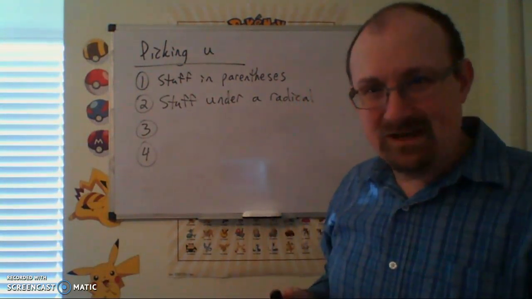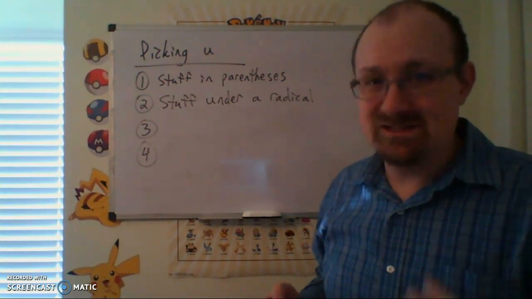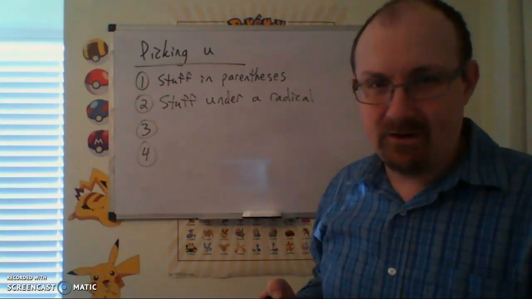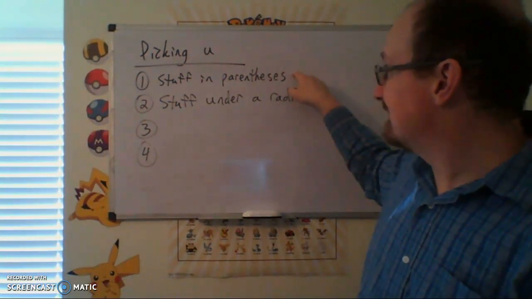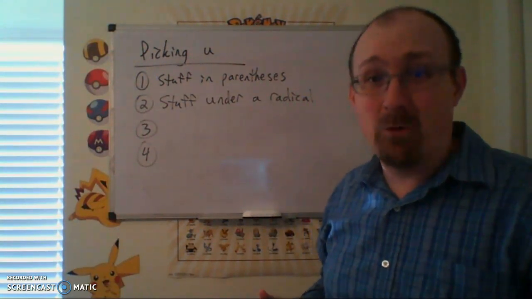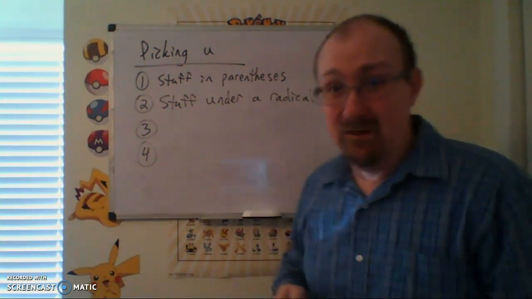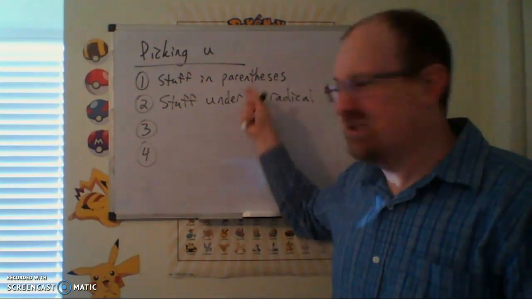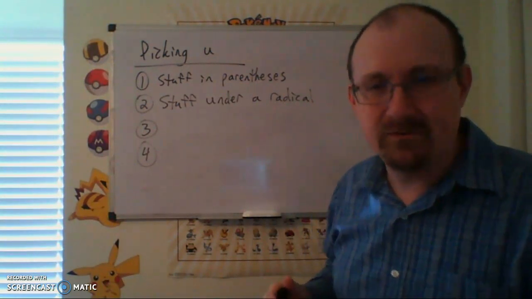So the examples we've looked at so far tended to deal with two main ways to pick out our new variable u. We could look for something inside a set of parentheses, like a trig function or something being raised to a power. Or we saw several examples where the stuff lived underneath a radical, because that's really just stuff in parentheses again if you turn the radical into a fractional exponent.